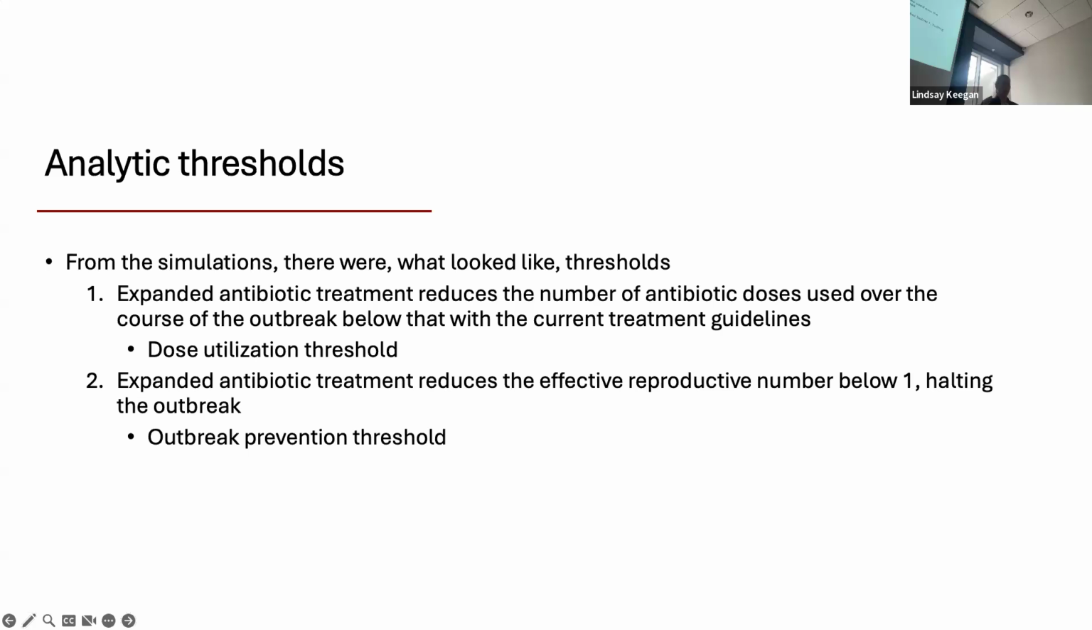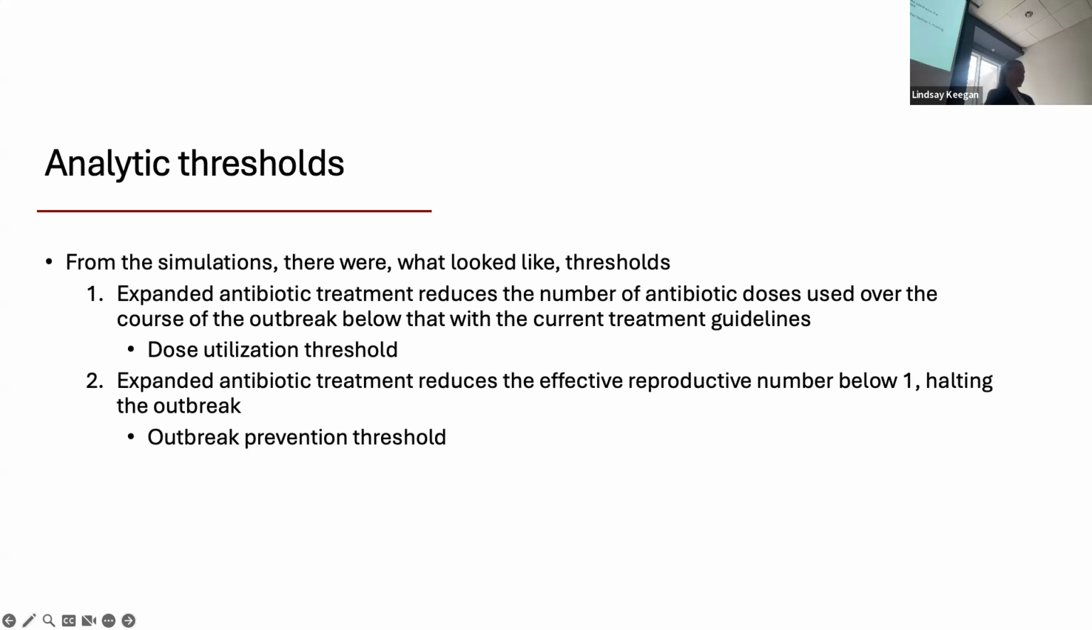And so I got a master's student in math to come and take a stab at analytically solving the system of equations for these thresholds. Again, I promise there's no equations. You just have to bear with me that that's what we did. What we found is that there are basically two thresholds. We named them the dose utilization threshold and the outbreak prevention threshold.